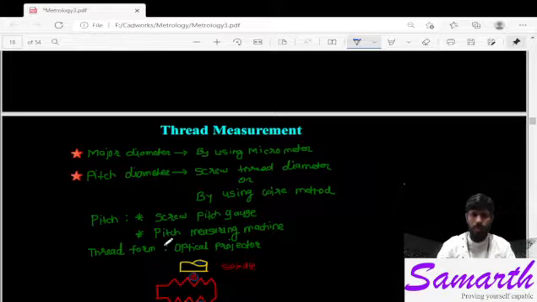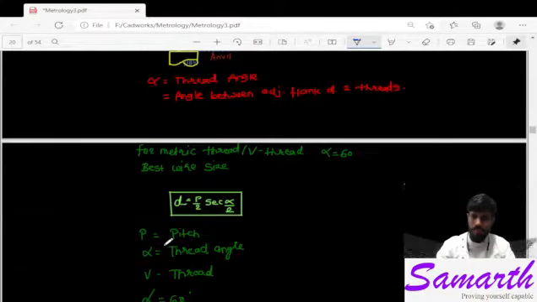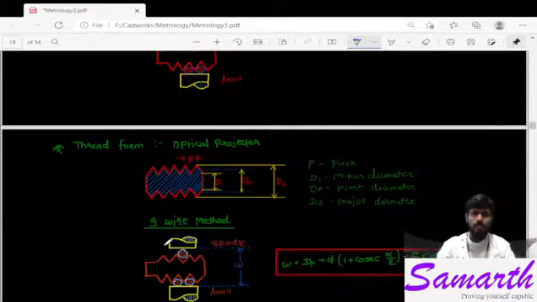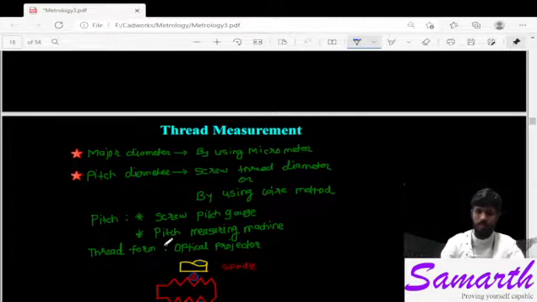Before going to study thread measurement, we will see, don't worry, we will start thread measurement and then in continuation we will see a few examples.